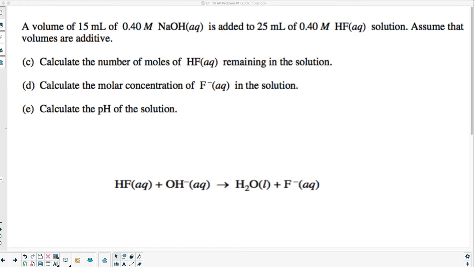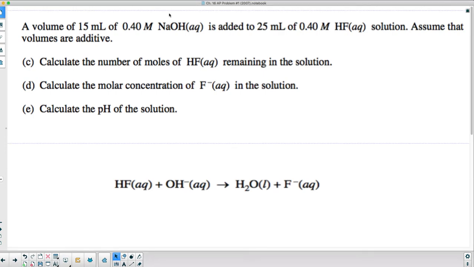Hey class, this is the second half of the Chapter 16 AP problem. What I'm going to do with this problem is treat it kind of like an ICE problem, but I'm not going to use molarity, I'm going to use moles. I'm going to use the ICE format to figure out how many moles of one thing react with moles of another.